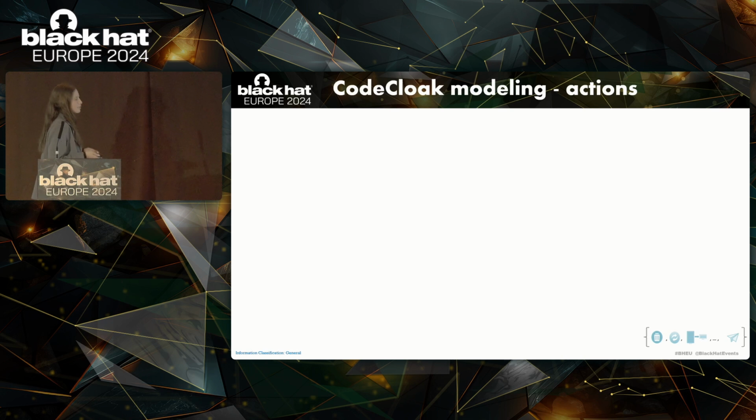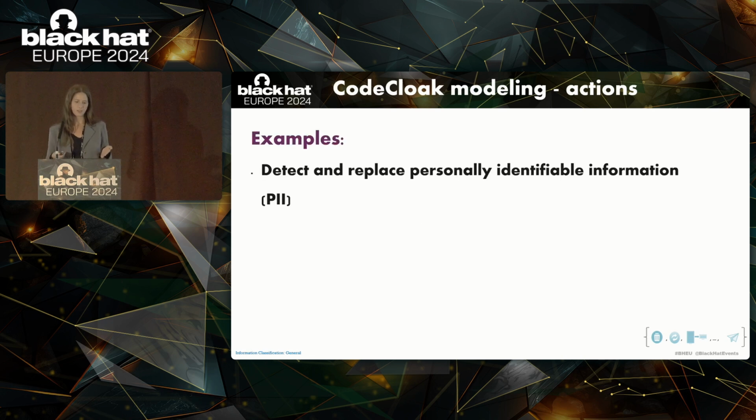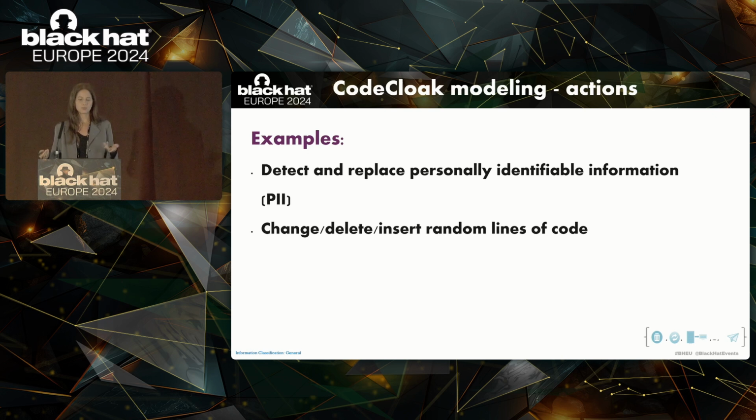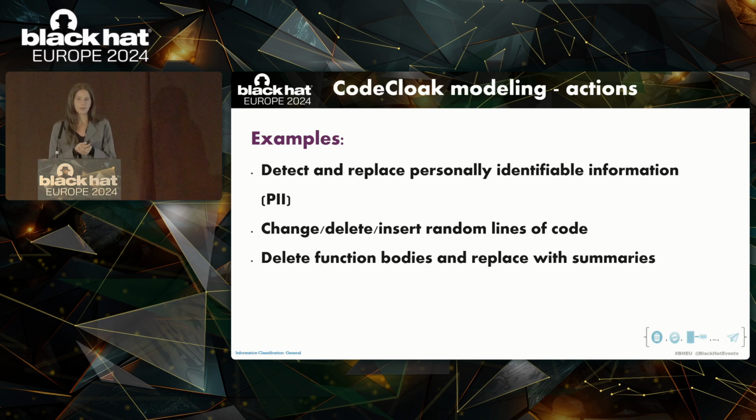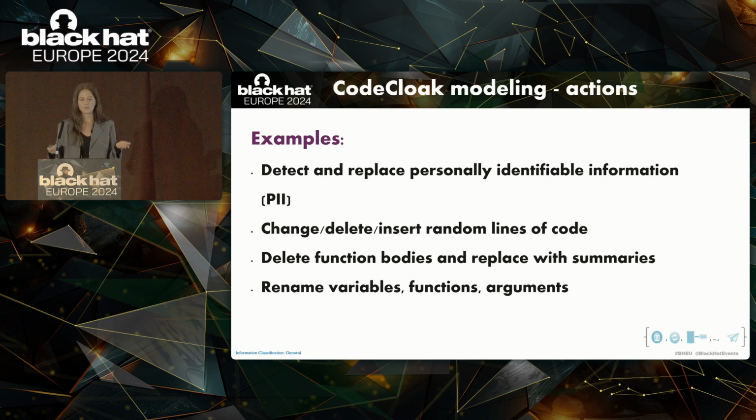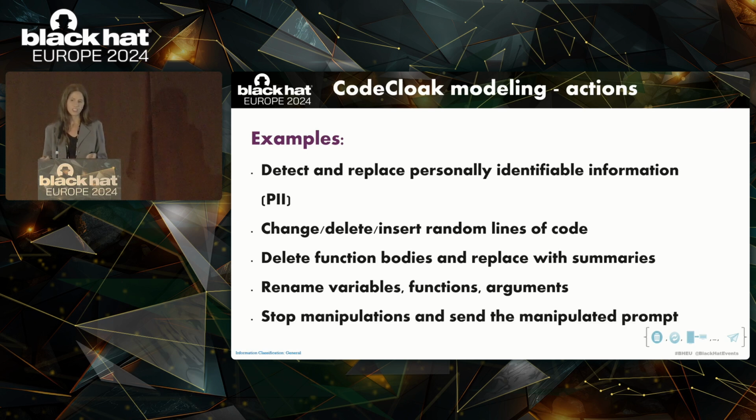So now let's see some examples of manipulations that our agent can do, such as detect and replace personal information, change, delete, or insert random lines, delete a function's body and replace it with a summary, or rename variables and functions, stop manipulations, and send it to the AI code assistant. It's important to mention that at every step, another segment will be manipulated. Lastly, we will get a series of modifications that we can apply to the source code.